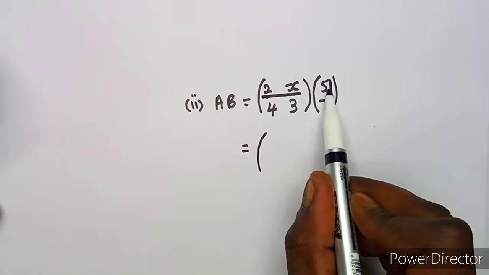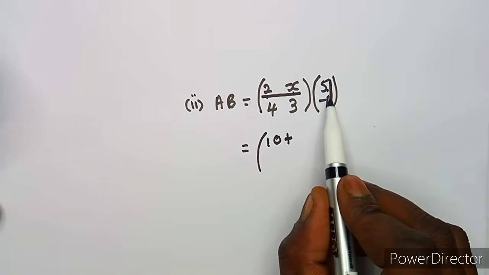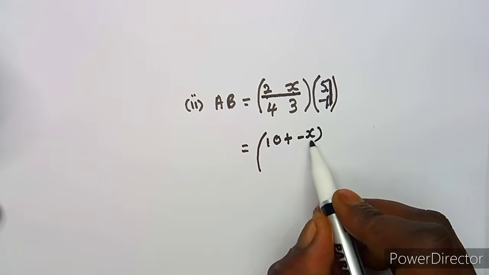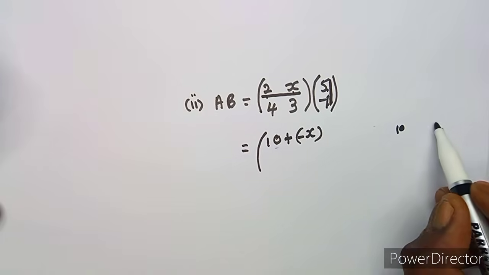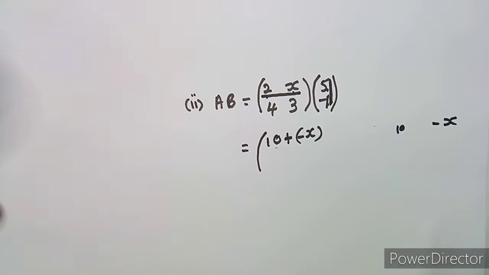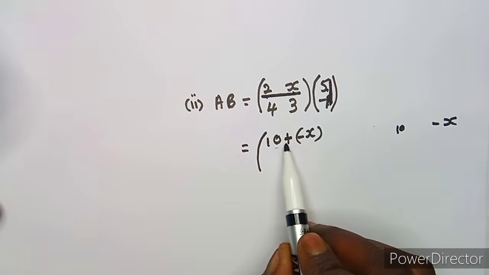So it's 2 and 5, which is going to give us 10, plus x times minus 1, which is minus x. Take note, we've got a single column, so these two are adding. You're not separating 10 then minus x like that. No, these two, they are adding. We are still in the same row and the same column. That is why we have to add.